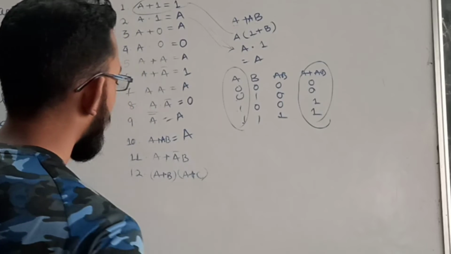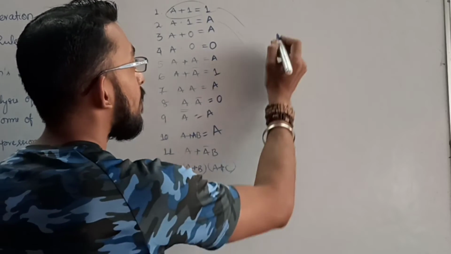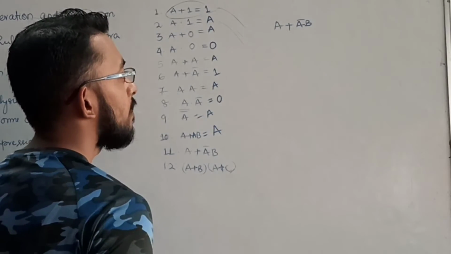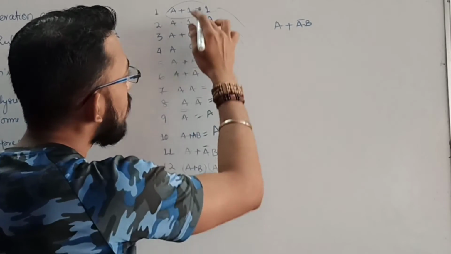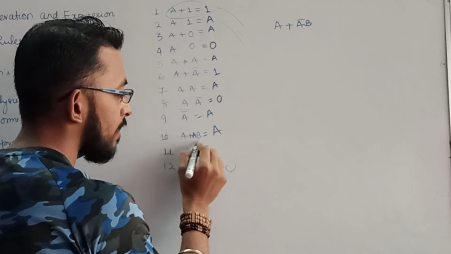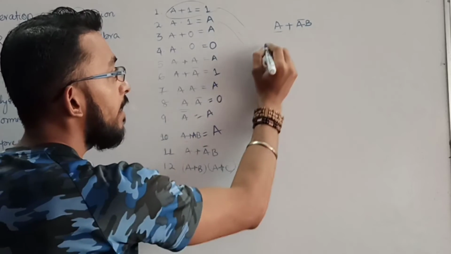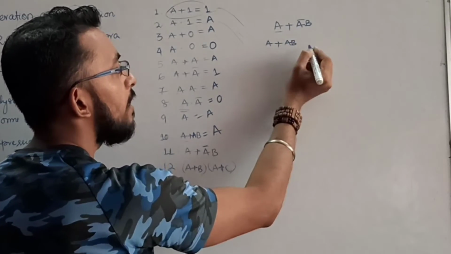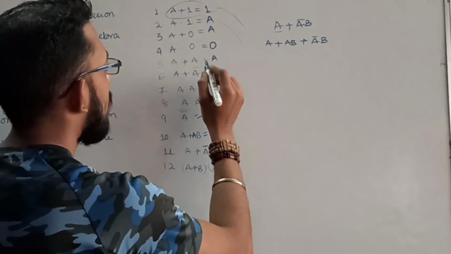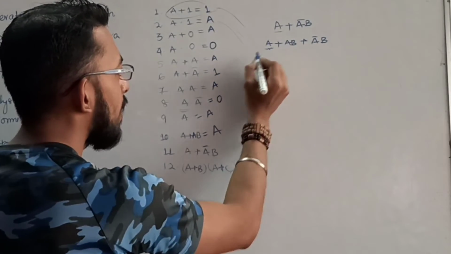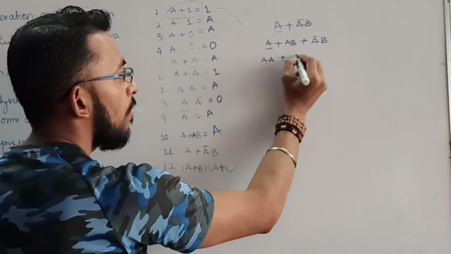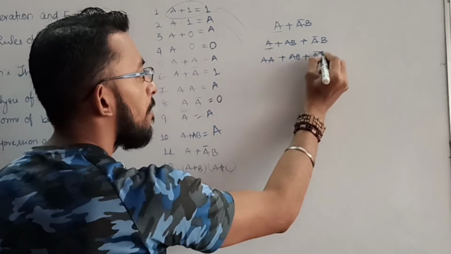Okay. Now the second one, the 11th one: A plus A bar B. We have to solve this. So for solving, I can use these rules. Now you tell me, in place of A, can I write A plus AB? In place of A, I can write A plus AB, plus A bar B is there. Now you see this A, can I write it as A dot A? This A is nothing but A dot A plus AB plus A bar B.